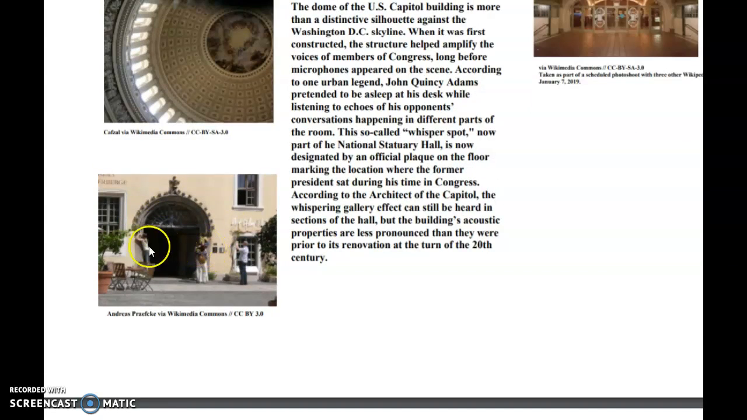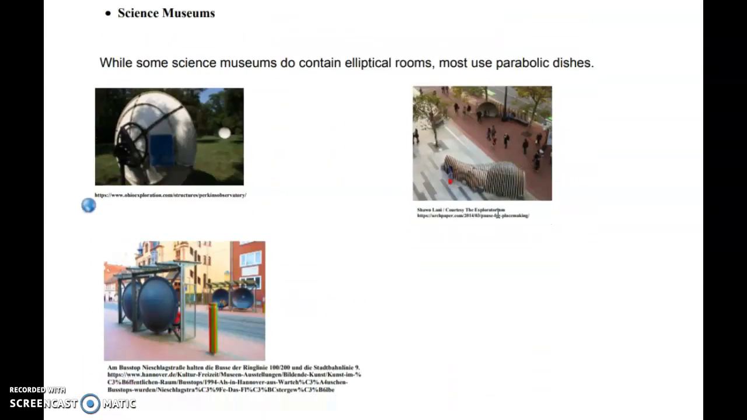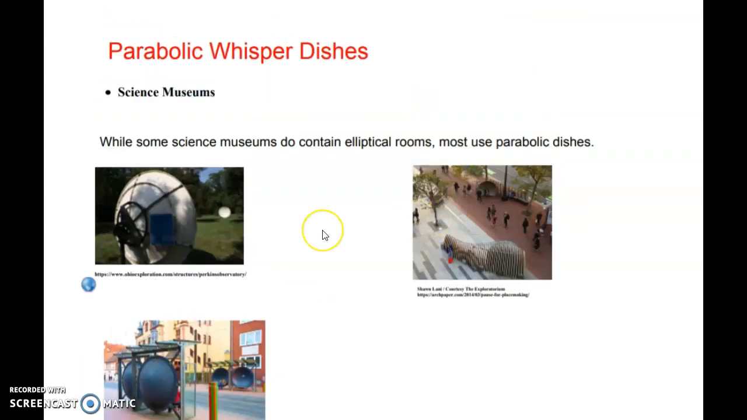And notice, see these people here? They're actually near the focal point. So she whispers in here and he can hear her, or the other way around. He whispers and she can hear him, because it reflects from one focal point to the other focal point effectively. Here are actually parabolic whisper dishes. These are not elliptical, but parabolas do the same thing. This parabola has just one focal point, and the other parabola you see back there also has a focal point, and so the two can go back and forth. You whisper in one, you hear in the other one.